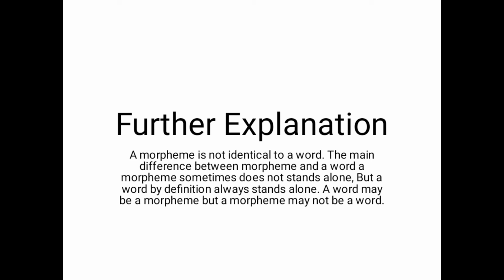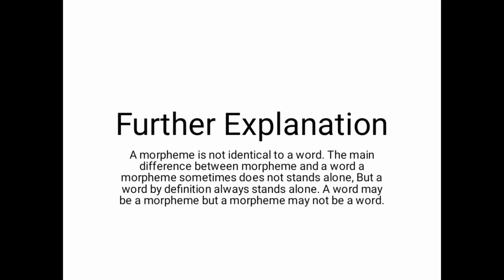The main difference between a morpheme and a word is that a morpheme sometimes does not stand alone. A morpheme sometimes does not stand alone. Like we saw in the definition that it is the smallest meaningful part of a word. So here we are seeing that it does not stand alone. It is always attached to a word, right? But a word by definition always stands alone. So a word can stand alone, right?